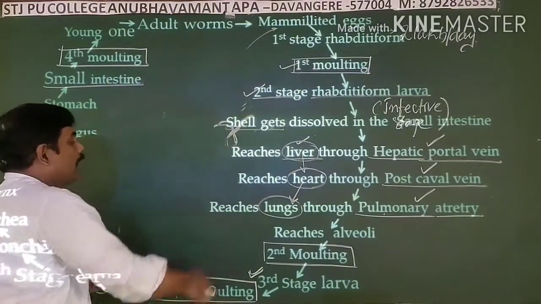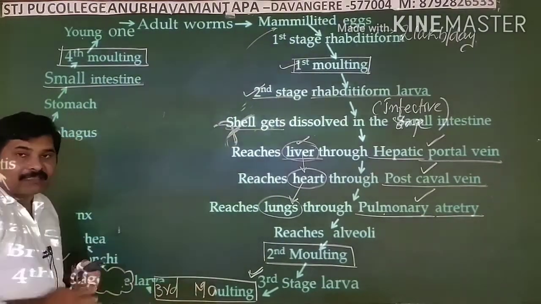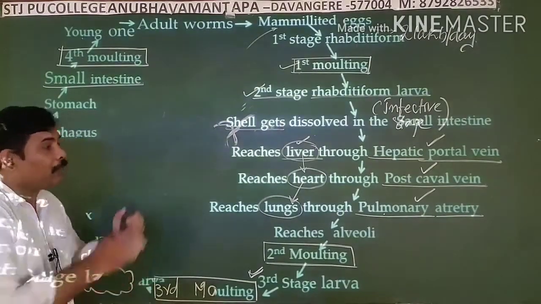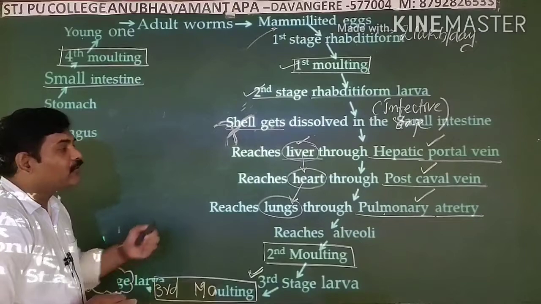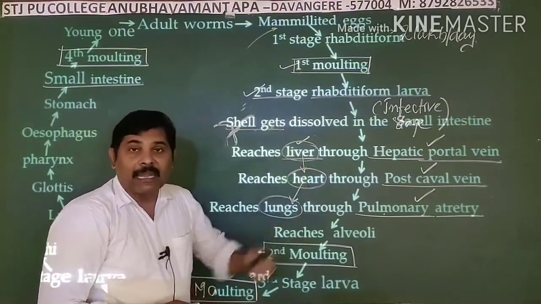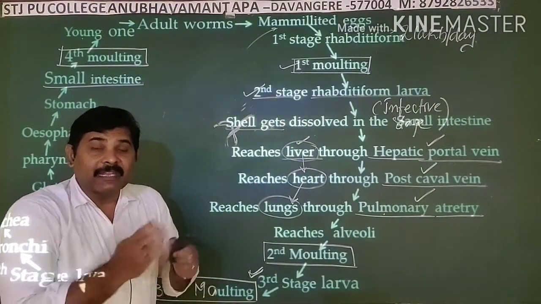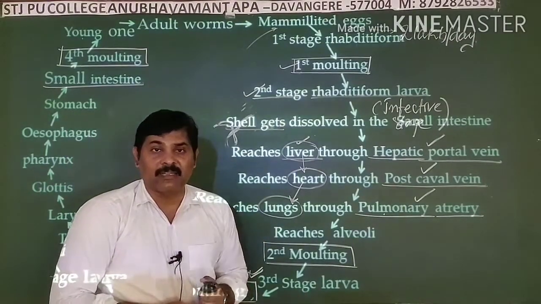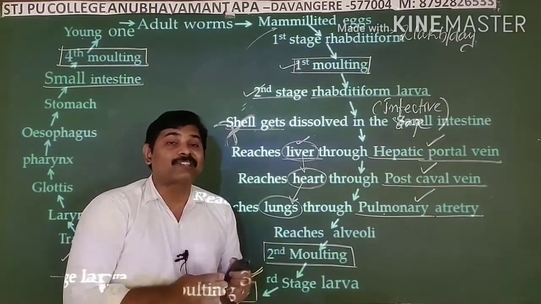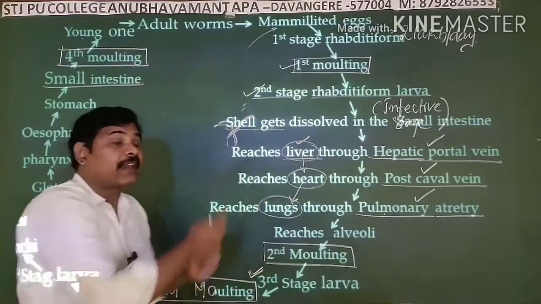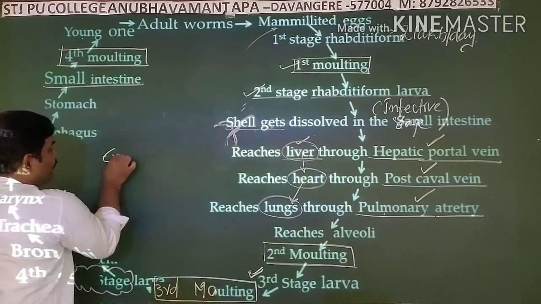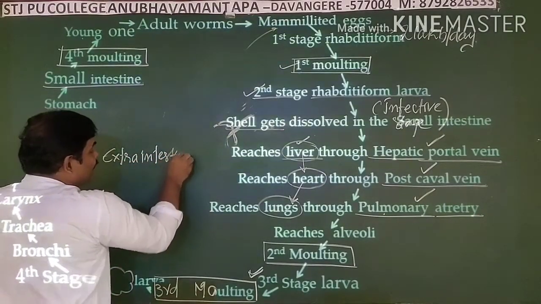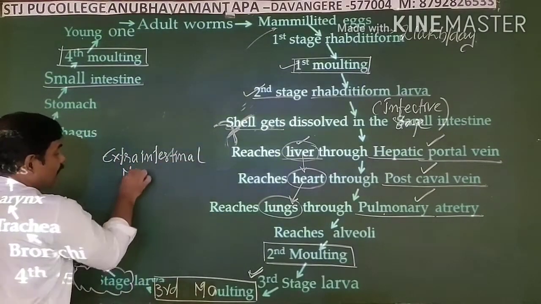So this is how the entire life cycle of this parasite takes place within the human body as well as within the soil. But one more interesting thing: once it enters your intestine, it is making its journey apart from your small intestine. This part is known as extra-intestinal migration. Extra-intestinal migration.